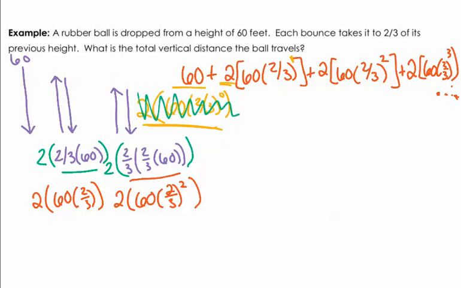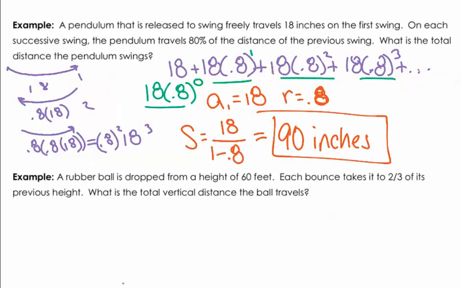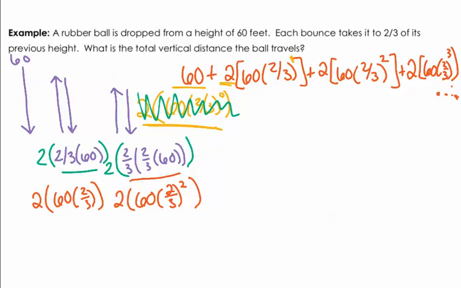So go back for a second. Look at this sequence here, how this 18 times 0.8 to the 0 power, 18 times 0.8 to the first, 18 times 0.8 to the second, 18 times 0.8 to the third. It all followed that pattern. So this 18 is the same thing as 18 times 0.8 to the 0. Well, that doesn't happen here. If I have 2 times 60 times 2/3 to the 0 power, that's going to give me 120. That's not going to give me 60. So that doesn't fit into the mold.